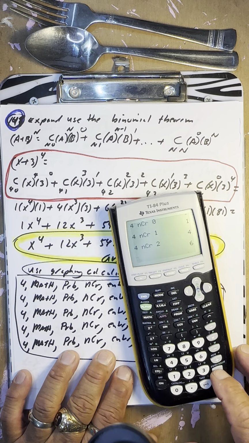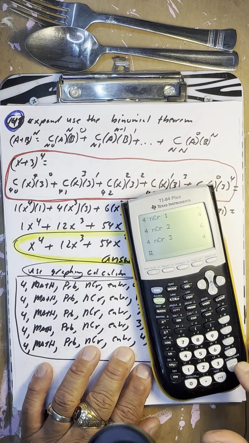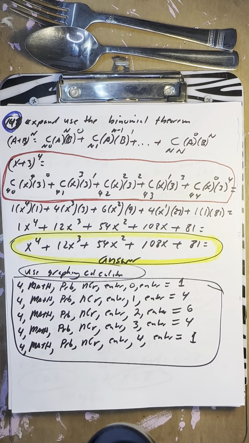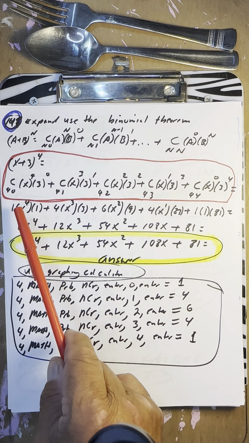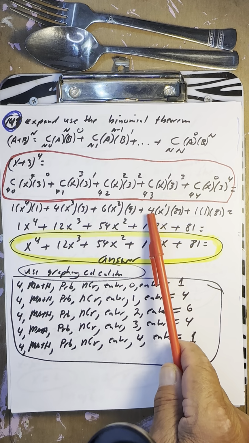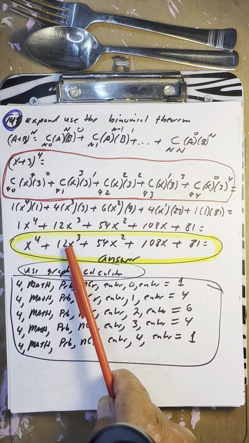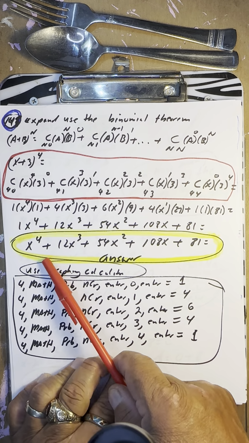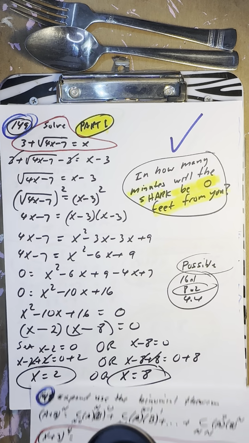And then second enter, put a 3 in there. You're gonna get 4. And second enter, put a 4 in there. You're gonna get 1. So all these numbers match the ones up here. Once you put them in there, 4C0, 4C1, 4C2 are gonna be 1, 4, 6, 4, 1. So you're gonna get x to the 4th, 12x cubed, 54x squared, 108x plus 81.